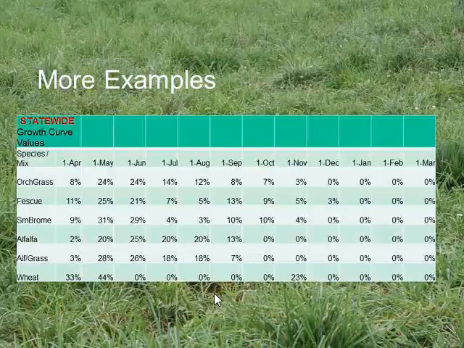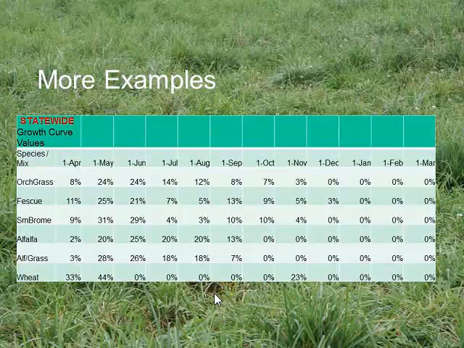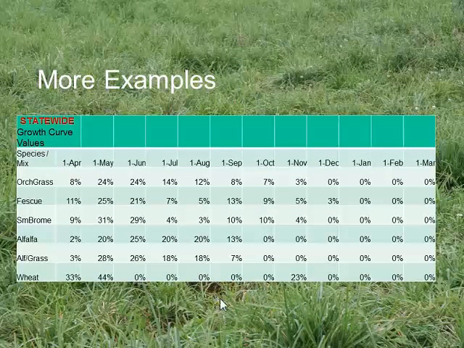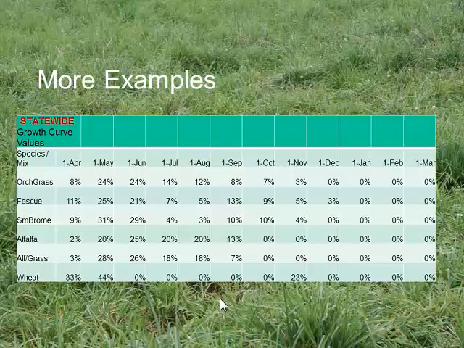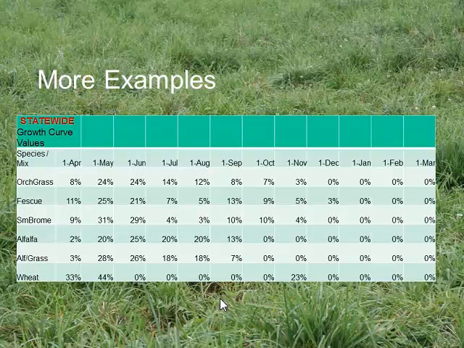Here's another example. This is not unusual. This happens quite a bit in the East region and actually in a lot of states where there is one growth curve for the whole state. So this is a statewide growth curve for these forages listed here. They have another table just like it for yields. So they have one yield no matter where they're at in the state.